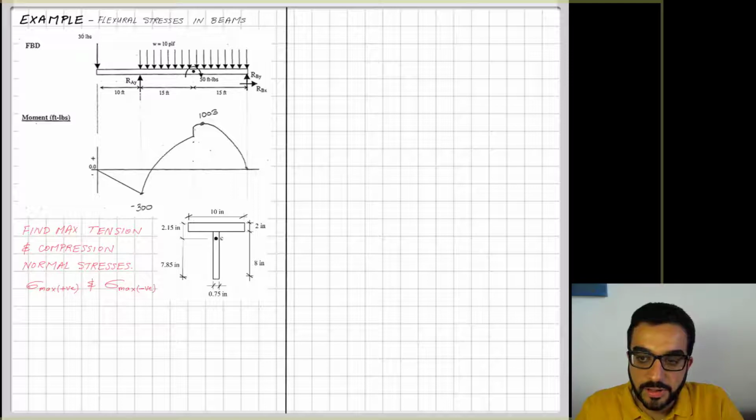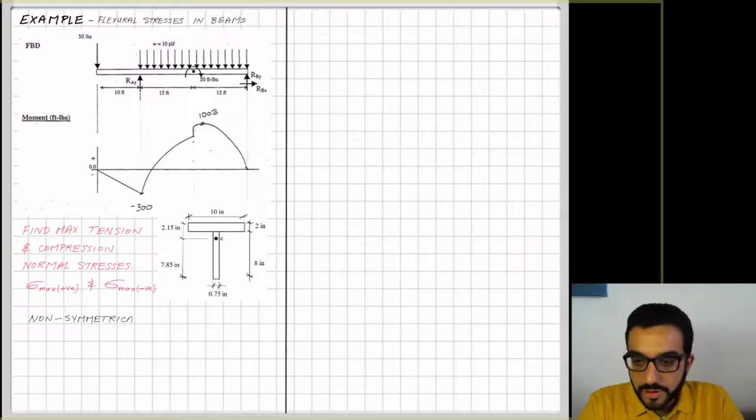We did the statics already of the beam in another video, and this is the outcome of it, the moment diagram. The cross-section of the beam is given as a T-section with the shown dimensions. And we need to find the maximum tension and compression normal stresses. We call it here sigma max plus, or positive, and sigma max negative, or minus.